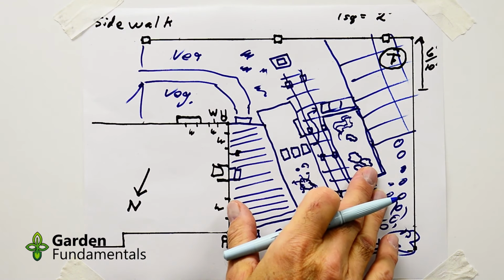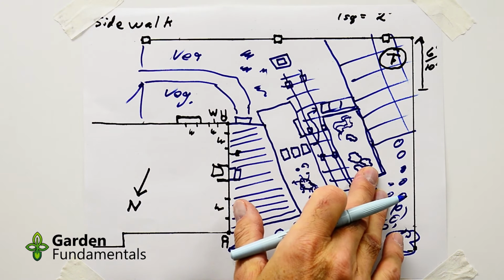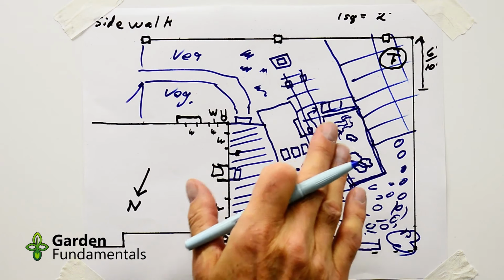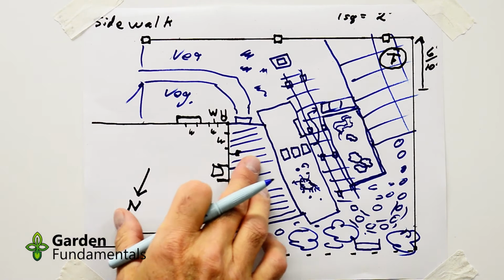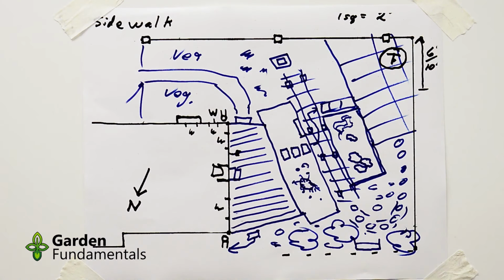We have a Japanese garden here, which people really enjoy. This is going to be such a surprise for new visitors who've never seen this garden. They're going to come along here and suddenly, wow, there's this big Japanese garden sitting here.